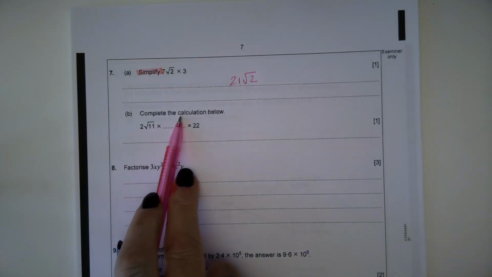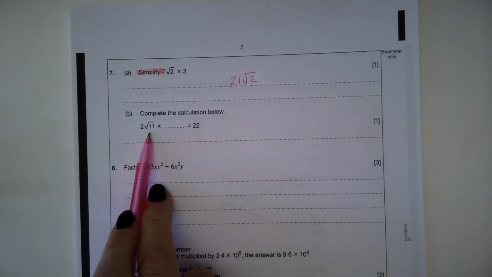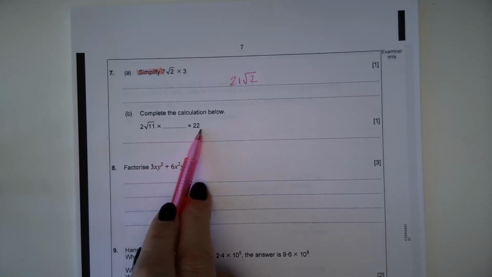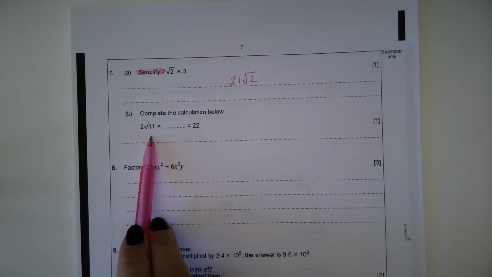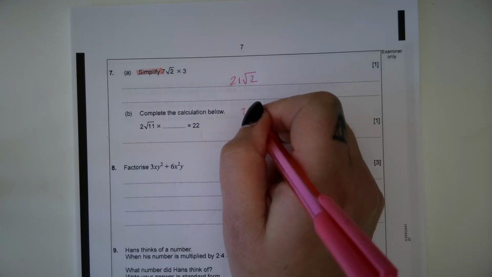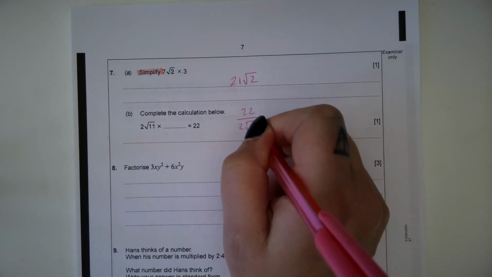Part B, complete the calculation below. 2 root 11 multiplied by something equals 22. Well, to complete this calculation, I'm going to do the inverse. So instead of multiplying by 2 root 11, I'm going to divide by it. So I'm going to do 22 divided by 2 root 11.